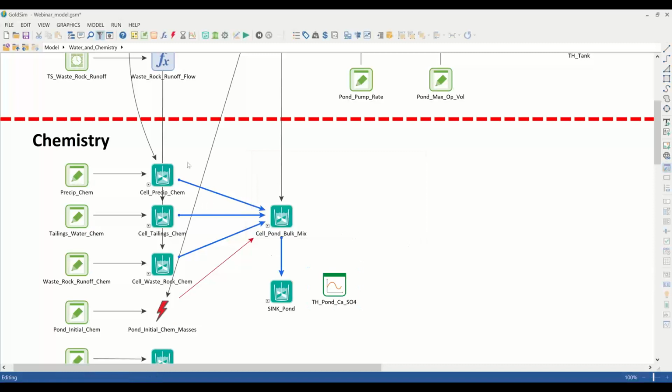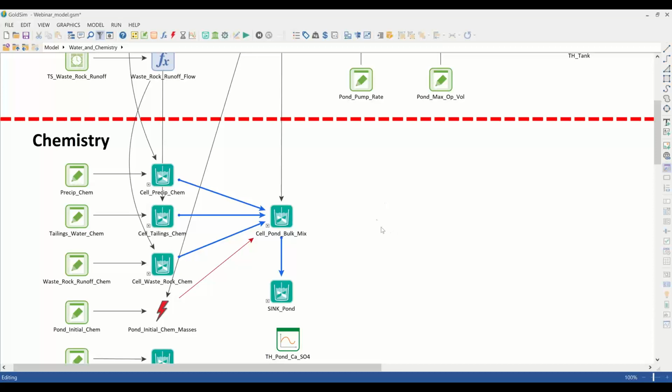I should also mention that I often name my cell pathways with the name cell first. The only reason I do that is that when I'm looking for them, they're all grouped together alphabetically. So it just makes them a little bit easier to find.